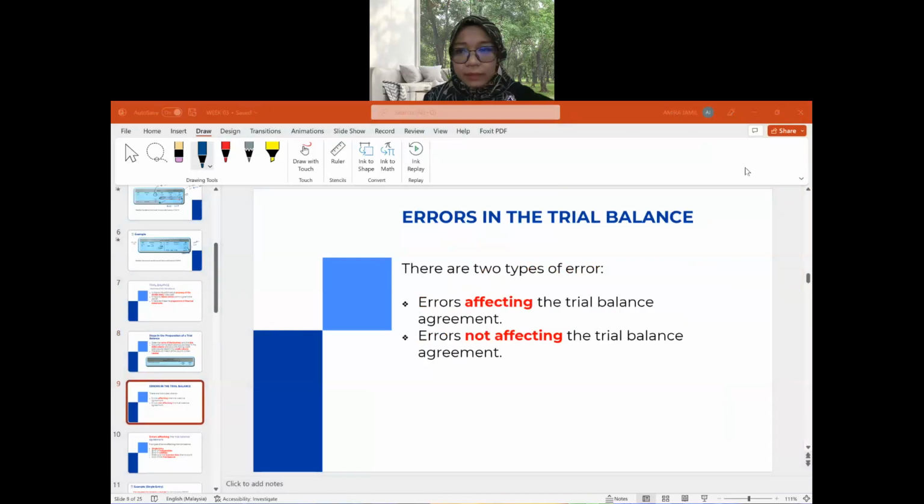And then errors in the trial balance. There are several types of errors that can occur when we are preparing the trial balance, because of our journal entries and because of our ledger.